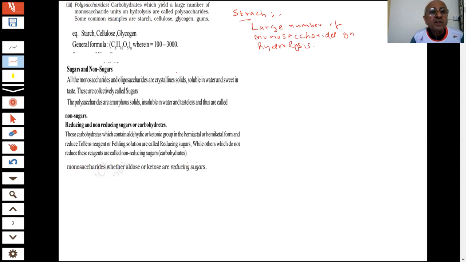Now we are saying carbohydrates are either in the sugar category or the non-sugar category. What is the difference? Sugars are usually crystalline solids, soluble in water and sweet in taste. They have a taste, student, which is sweet, and once it is developed, people will love it.